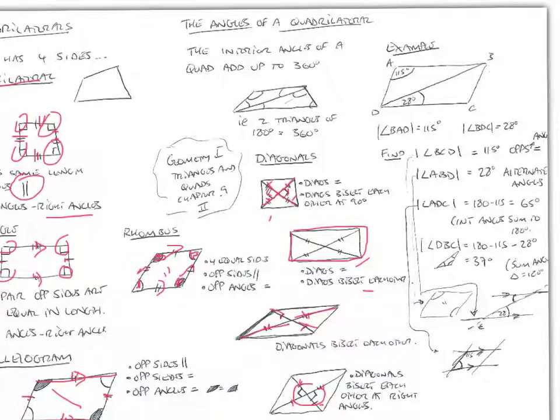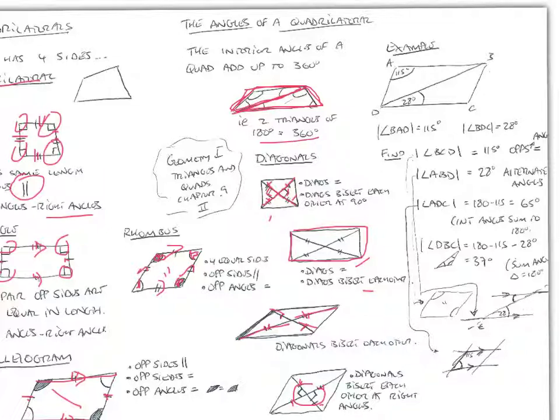And just to make mention of the angles of a quadrilateral, the interior angles of a quad add up to 360, because if you think about it, if you have a four-sided shape and you throw a diagonal through there, you actually end up with two triangles. The sum of the angles in each triangle is 180, so you have 2 times 180 is 360 degrees.